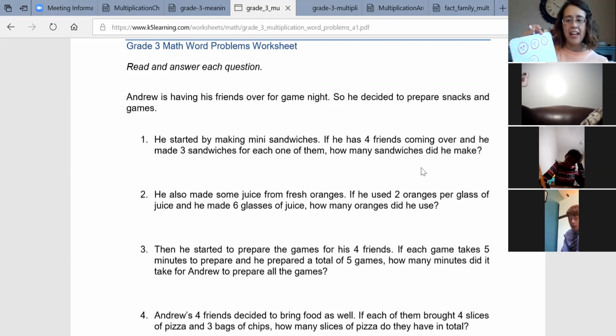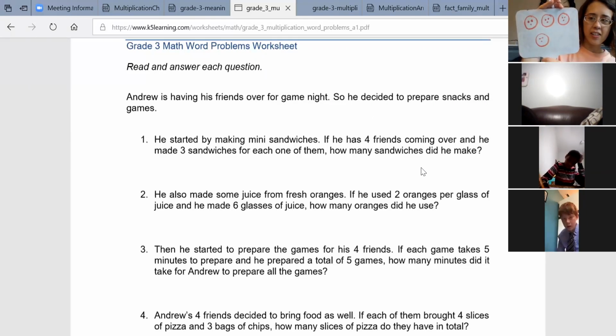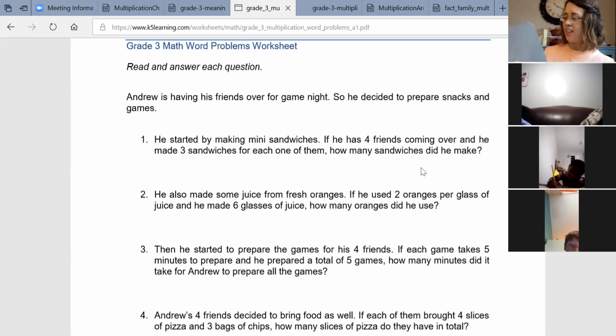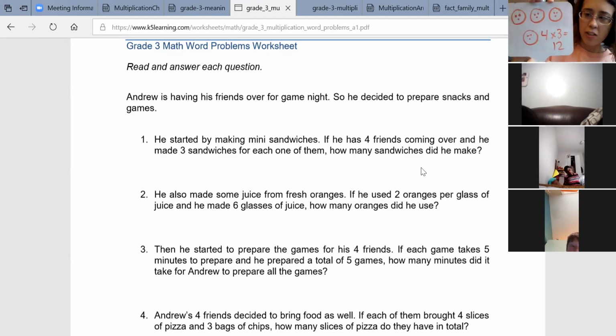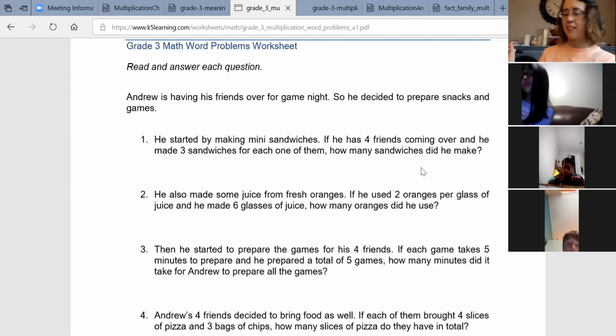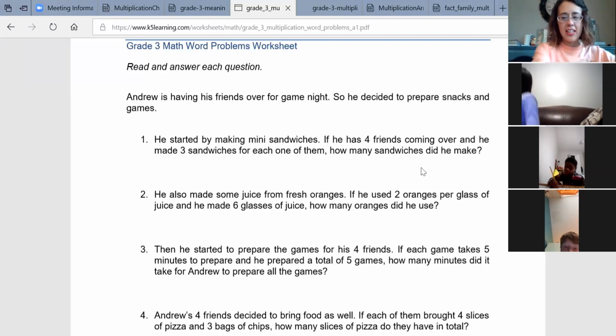Ashley, give me a multiplication sentence for the picture. What times what? 4 times 3 equals. Let me count. 12. Yes, 4 times 3 equals 12. And 12 what? 12 cookies? Sandwiches. Yes, the question said how many sandwiches did he make?